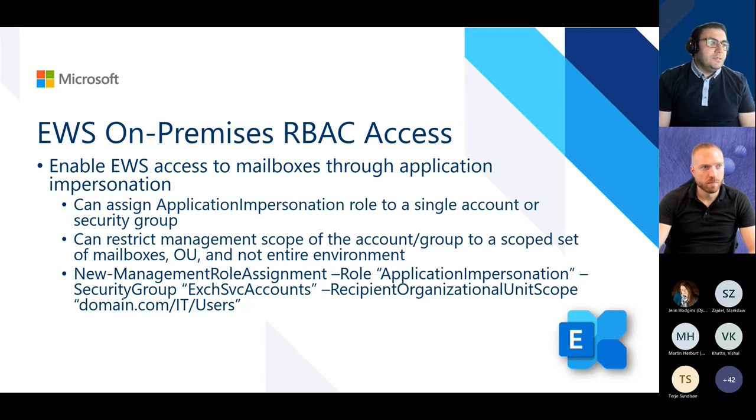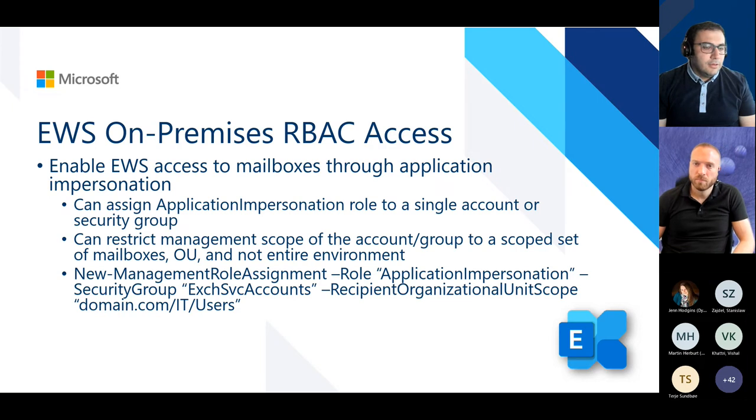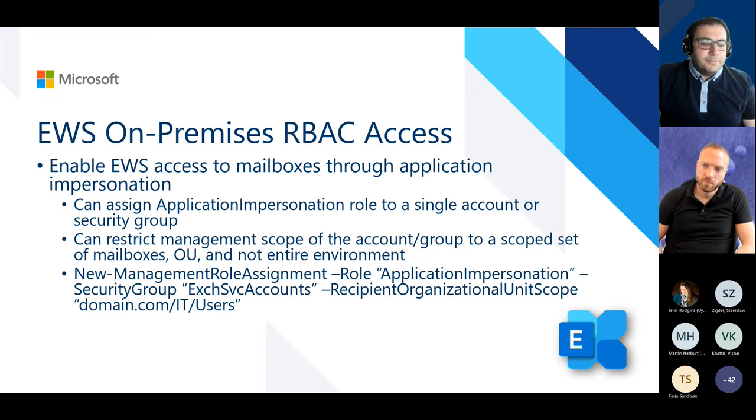And then one of the scopes you can use is a recipient organizational unit scope, where you can control the scope of what mailboxes this app role and account have access to. So this would be an OU scope model. You can scope it out to an individual mailbox. You can scope it out to groups, depending on how your structure is laid out and what your needs are.